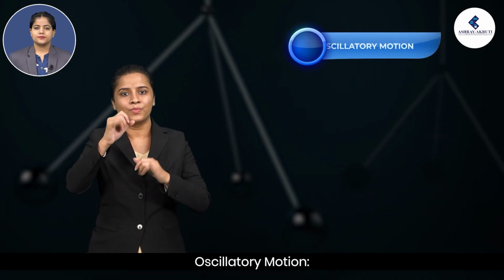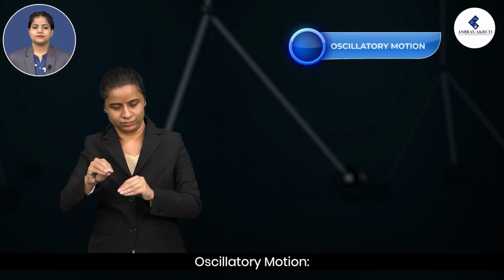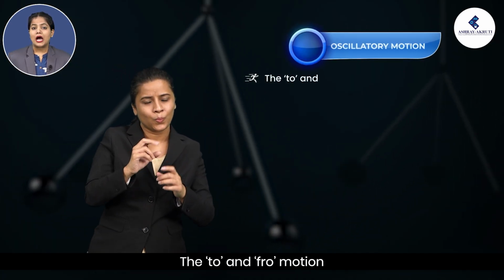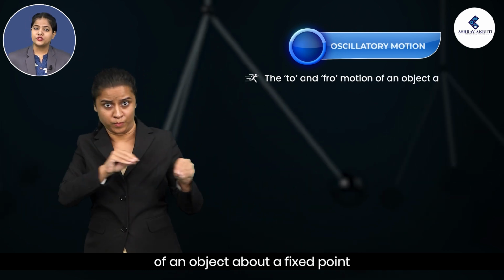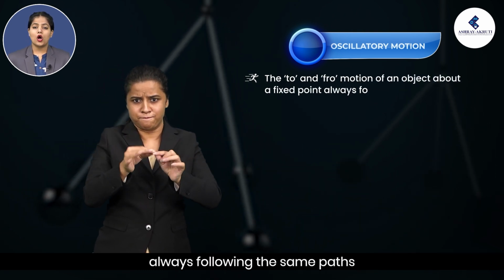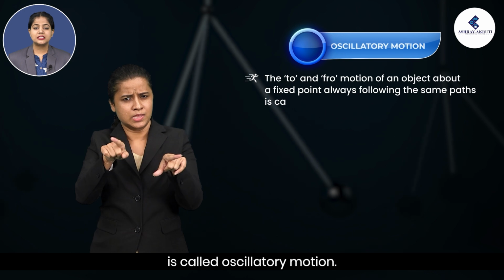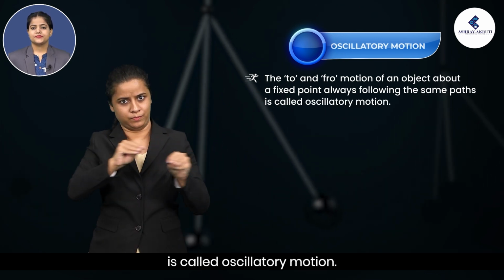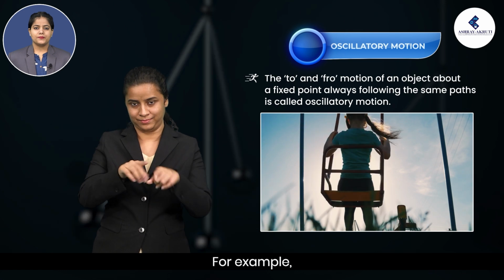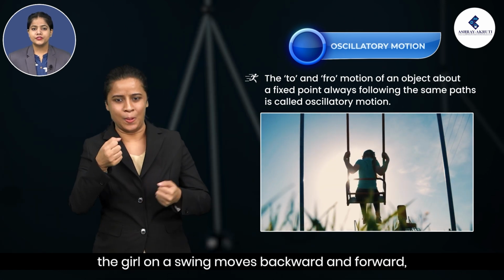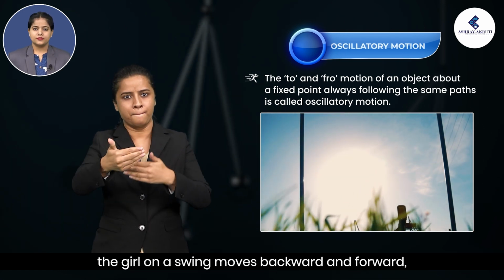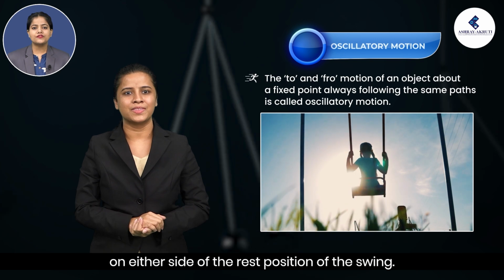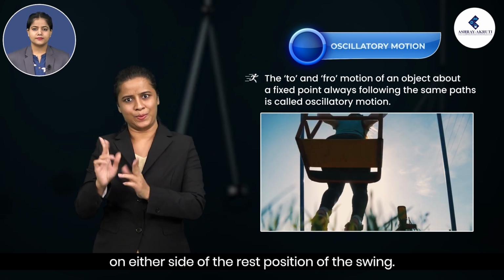Oscillatory motion. The to and fro motion of an object about a fixed point, always following the same path, is called oscillatory motion. For example, the girl on a swing moves backward and forward on either side of the rest position of the swing.